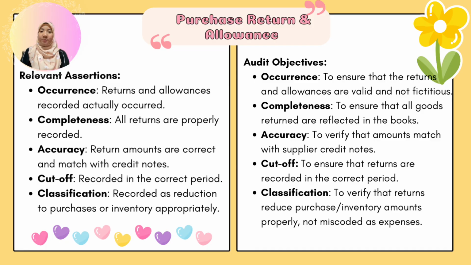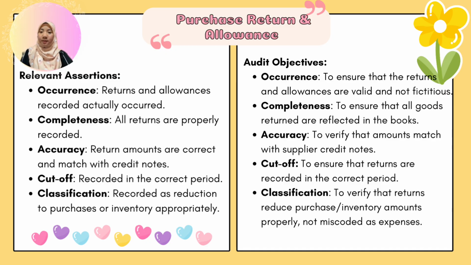Third transaction is purchase return and allowance. For the relevant assertion and audit objective. First, occurrence. Returns and allowances recorded actually occurred. The audit objective is to ensure that the returns and allowances are valid and not fictitious. Second, completeness. All returns are properly recorded. The audit objective is to ensure that all goods returned are reflected in the books.